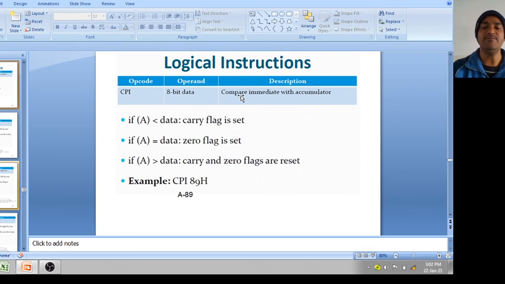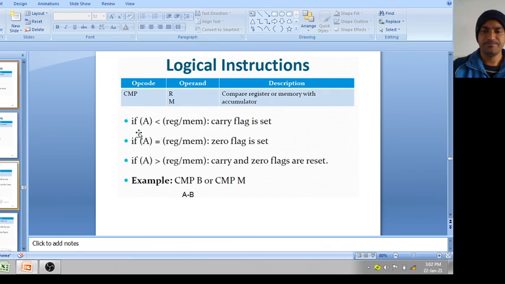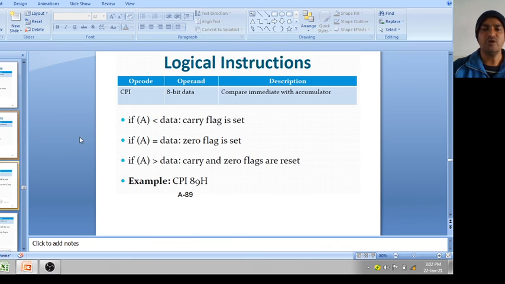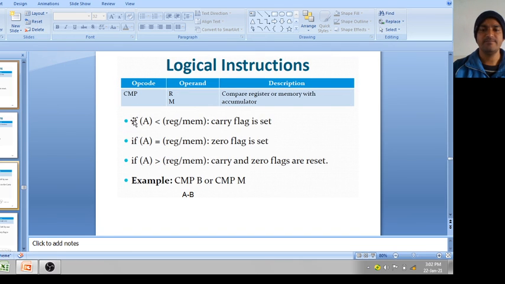This is CPI 8-bit data, again A equals A minus 8-bit data. Suppose CPI 89, it means A equals A minus 89. Okay, now from here you can see, if A is less than the register, you are performing A minus R or A minus B. If A is less than the register or contents of memory, the carry flag will always be set.